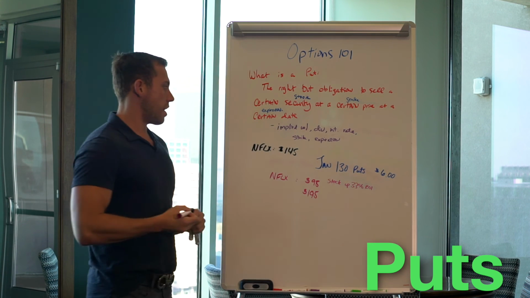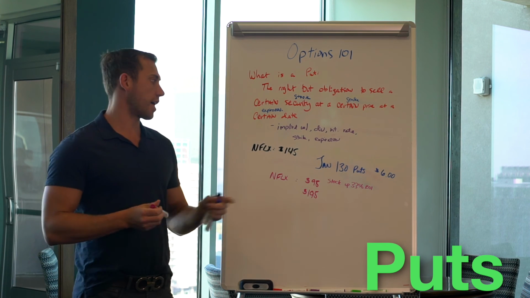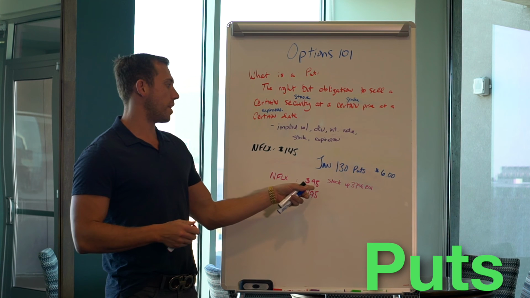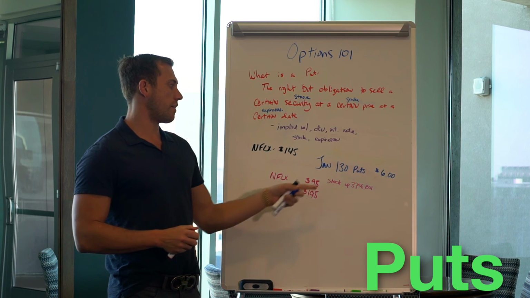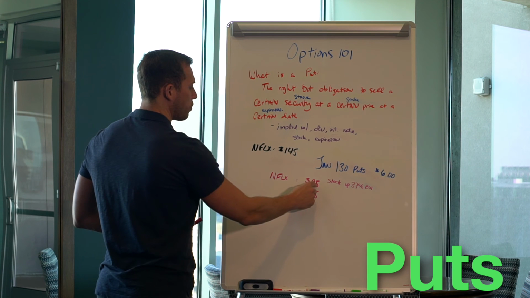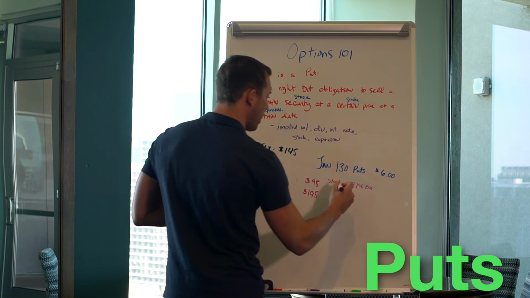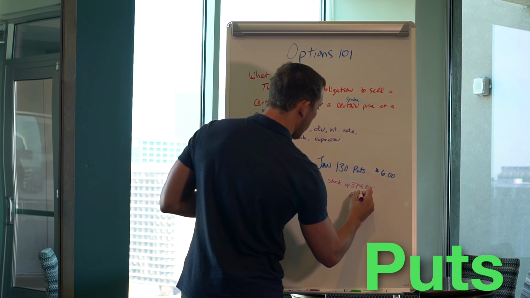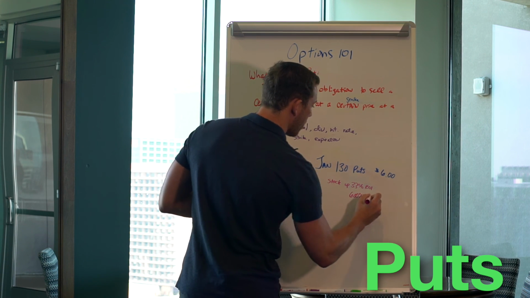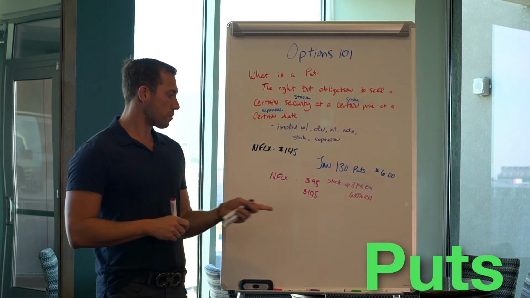The January 130 puts, so the right to sell stock at 130, if the stock ends up at 95, that'd be worth $35 because I could sell stock at 130 and it went to 95. If it's worth 35 and I paid 6, that's good for about 600% ROI. Hey, what's better, 33% ROI or 600% ROI?